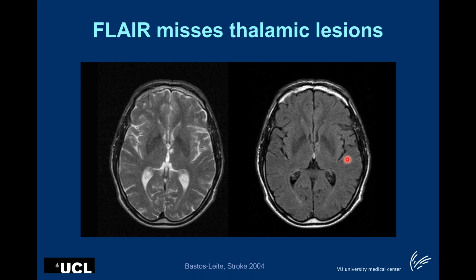We've looked at this more extensively, and about 50% of these thalamic lesions you miss on the FLAIR, whereas even unilateral lacunes in the medial thalamus can have major impacts on cognition. If you have bilateral medial thalamus lesions, you can make a diagnosis of vascular dementia. So it's important to look specifically always at the thalamus.